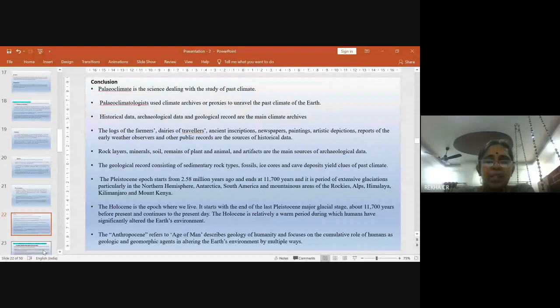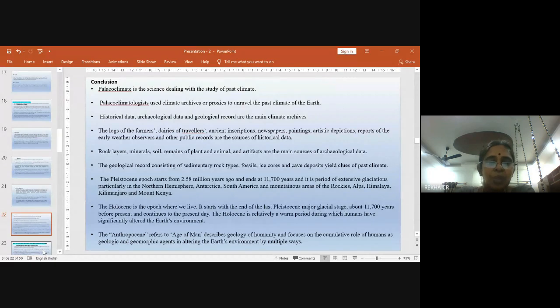The Pleistocene epoch starts from 2.58 million years ago and ends at 11,700 years ago, and it is a period of extensive glaciations, particularly in the northern hemisphere, Antarctica, South America, and mountainous areas of the Rockies, Alps, Himalaya, Kilimanjaro, and Mount Kenya. The Holocene is the epoch where we live. It starts with the end of the Pleistocene and continues to the present day. It is a warm period during which humans have significantly altered the Earth's environment.